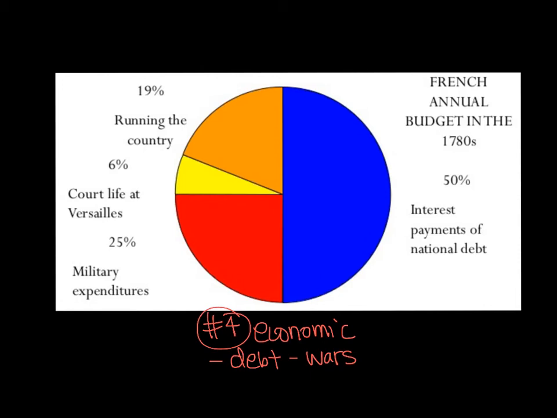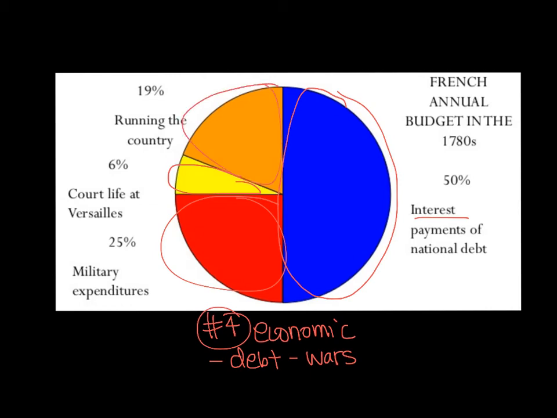So when we look at the French annual budget in the 1780s, we can see that 50% of what the government was spending went to pay just interest on the national debt, so it wasn't going anywhere. 25% was spent funding the military, right? And 6%, sort of ridiculously, was spent on Versailles, leaving less than a fifth of the budget to cover the rest of the country. So in 1789, Louis XVI had a huge crisis on his hands. How was he going to repay the debt? And this is where the French Revolution begins.